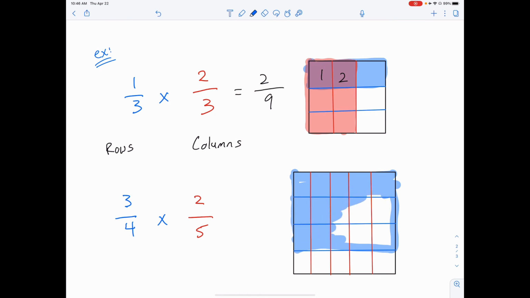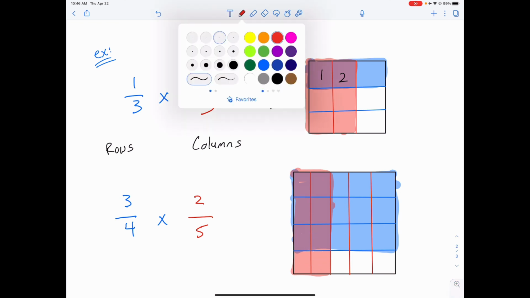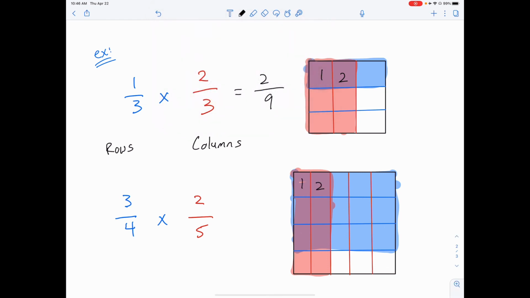Try and color in as much of it as possible so that we can figure out where the overlap will then occur later. 2 of the 5 columns. So I want to color in 2 of the 5 columns. So there you go, color that in. And then we will count the overlap. The overlap occurs 1, 2, 3, 4, 5, 6 boxes. So the overlap is 6. And the total number of boxes here, it's 4 by 5. So that means there's 20 boxes in total.